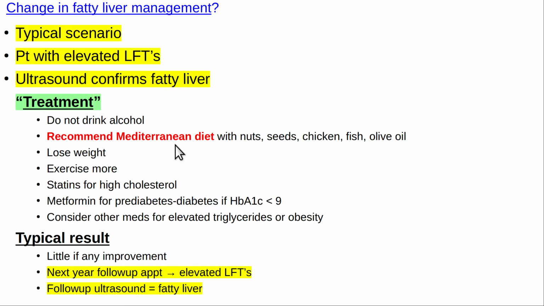It's the old joke. Nathan Pritikin used to say the American Diabetic Association diet is guaranteed to make sure that the patient always has diabetes. And this diet, to me, sounds like it's guaranteed to make sure the patient never gets better from fatty liver. So, what am I recommending?